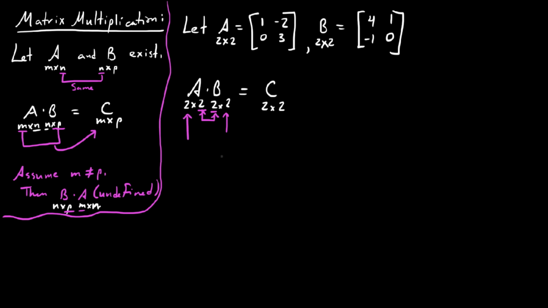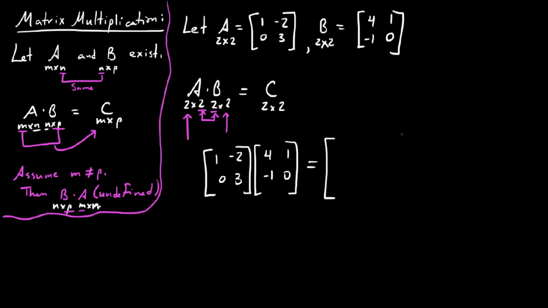So I'd like to go ahead and write this out in roster notation. We have 1, negative 2, 0, 3, in a product with 4, 1, negative 1, 0. And we know that we're going to get some new matrix here that is a 2 by 2. Now I'm going to elongate this quite a bit, because I'm going to put my work in here. We're going to get some matrix with 2 rows, 2 columns. Okay, so let the fun begin.